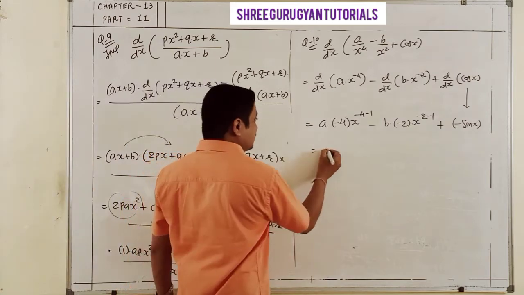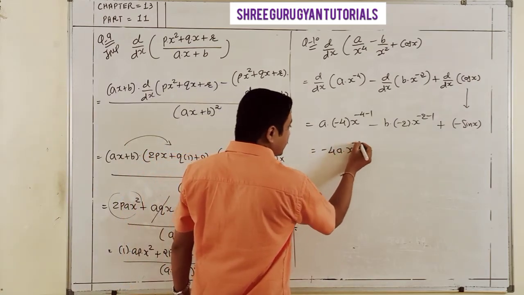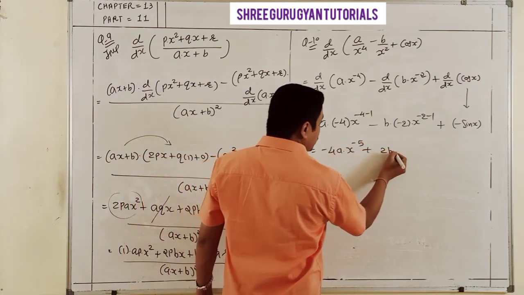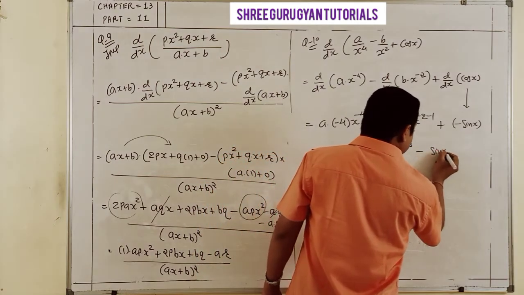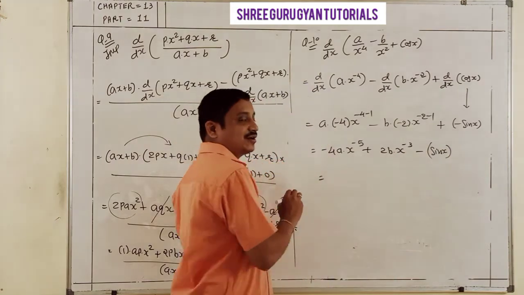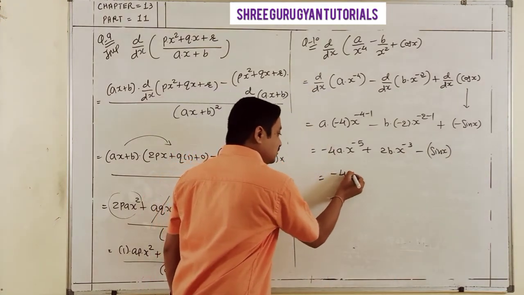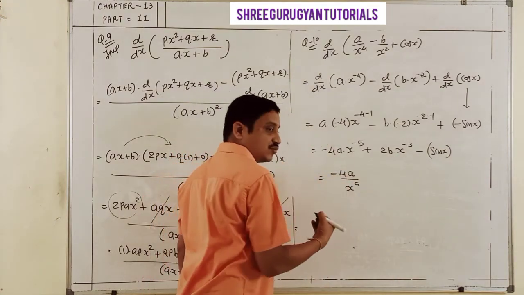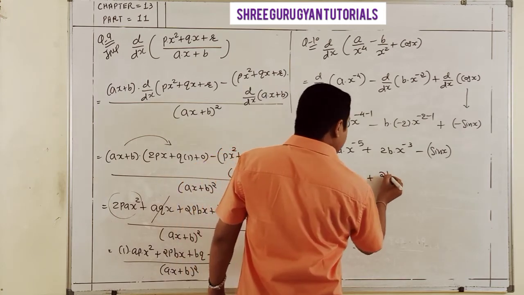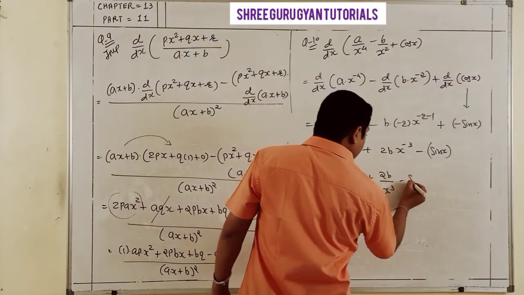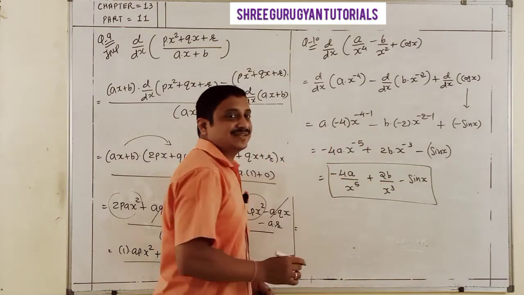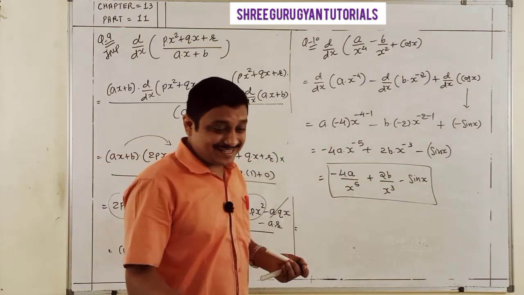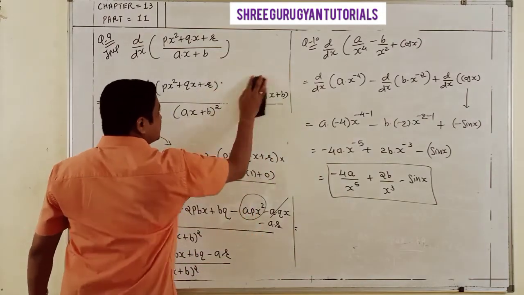So my answer is minus 4a x raised to minus 5, plus 2b x raised to minus 3, and minus sin x. In short, my answer is minus 4a by x raised to 5, plus 2b by x raised to 3, and minus sin x. And that, students, your answer is done. Now continue question number 11.